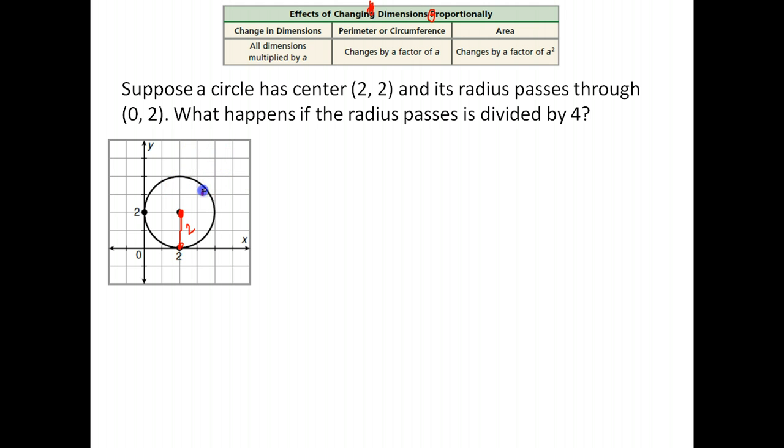So what would happen if we divided that radius by 4? Well, that would shrink our circle down. It would be very short. If we divided it by 4, that would make our radius 2 divided by 4, which would just be a half. It was 2, we divided by 4, and we got a radius of a half.